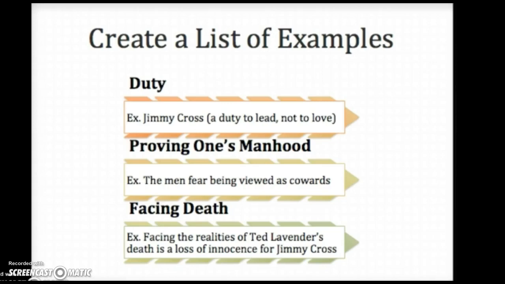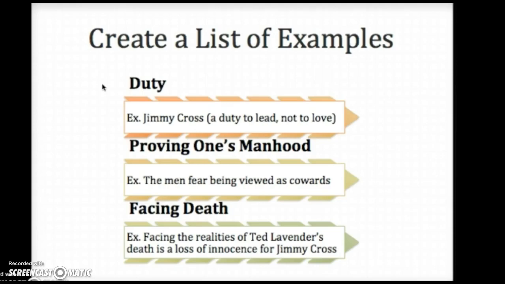with specific examples. So if I narrowed my topic of being a soldier down already, so I have duty, proving one's manhood, and facing death, now I need specific examples. So even before I start writing, I'm thinking ahead of what possible evidence from the text I could use as supporting details for each of my main points. So I know I want to write a paragraph about how being a soldier means you're obligated to do your duty.